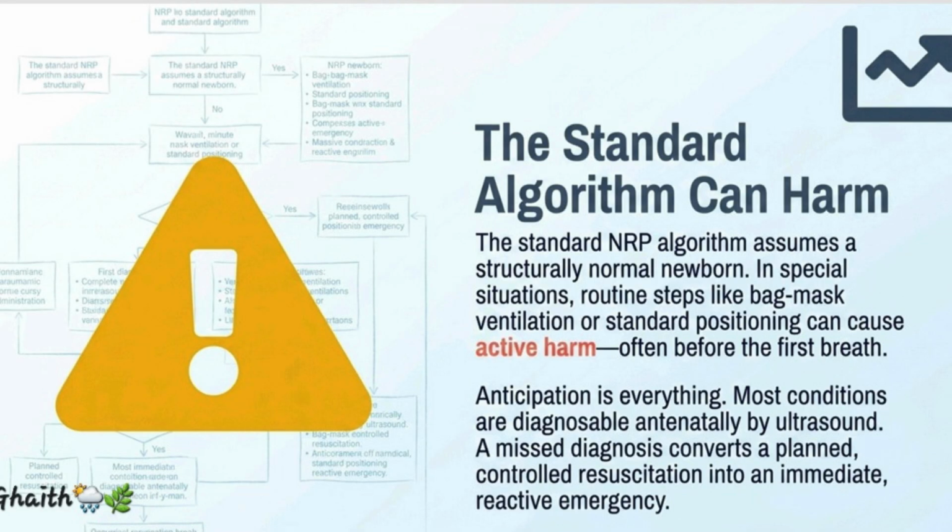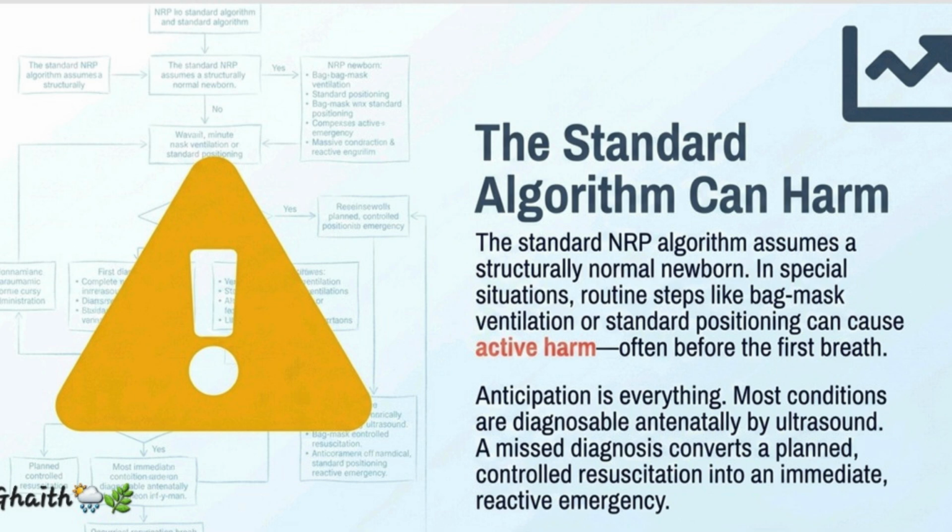The standard NRP algorithm assumes a structurally normal newborn. In special situations, that assumption breaks down. Steps we perform reflexively, bag mask ventilation, standard supine positioning, can cause active harm, sometimes before we've even delivered the first breath. The single most important mitigating factor is anticipation.